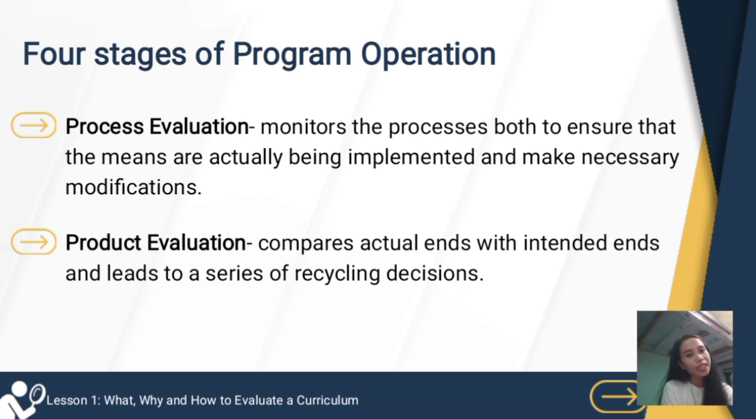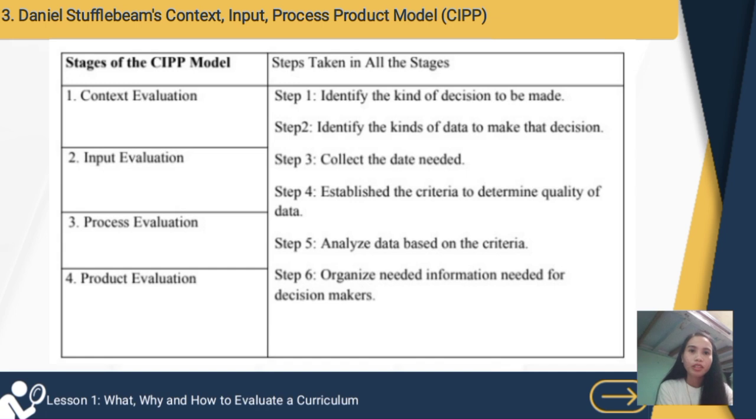Okay, so let's proceed to, so ito yung mga stages of the CIPP model, mayroong context evaluation, input evaluation, process evaluation, and product evaluation. So ito yung steps na iti-take nyo sa every stages. Step 1, identify the kind of decision to be made, and identify the kinds of data to make that decisions.